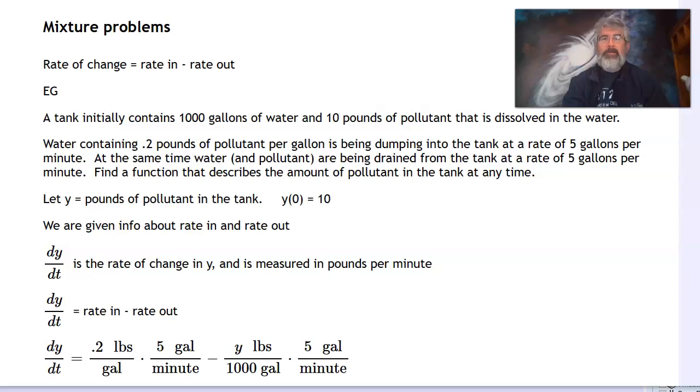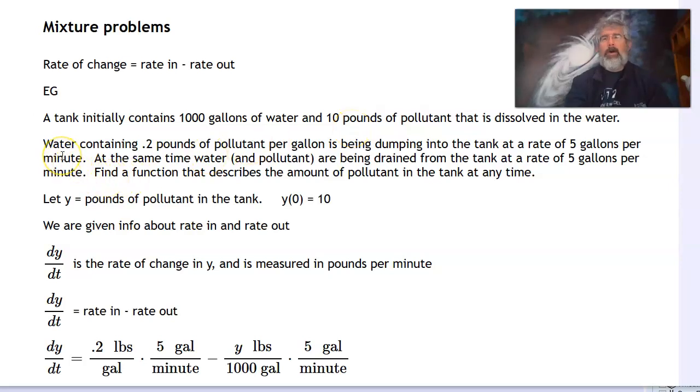In this video, we're going to take a look at two variations of the mixture problem that we did in the previous video. So if you haven't seen that problem, you might want to go back and watch the previous video. Just to remind you, the problem initially was the tank contains 1,000 gallons of water and 10 pounds of pollutant dissolved in there.